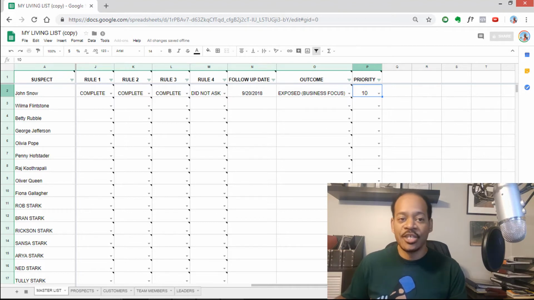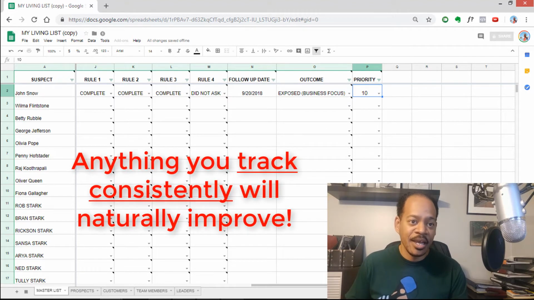Ultimately, we want to begin to track as much as we possibly can, because this is how we identify our strengths, weaknesses, and our fears. Because as we track, we'll naturally begin to identify recurring patterns. And these patterns are how we identify where we need training, help, and mentorship.